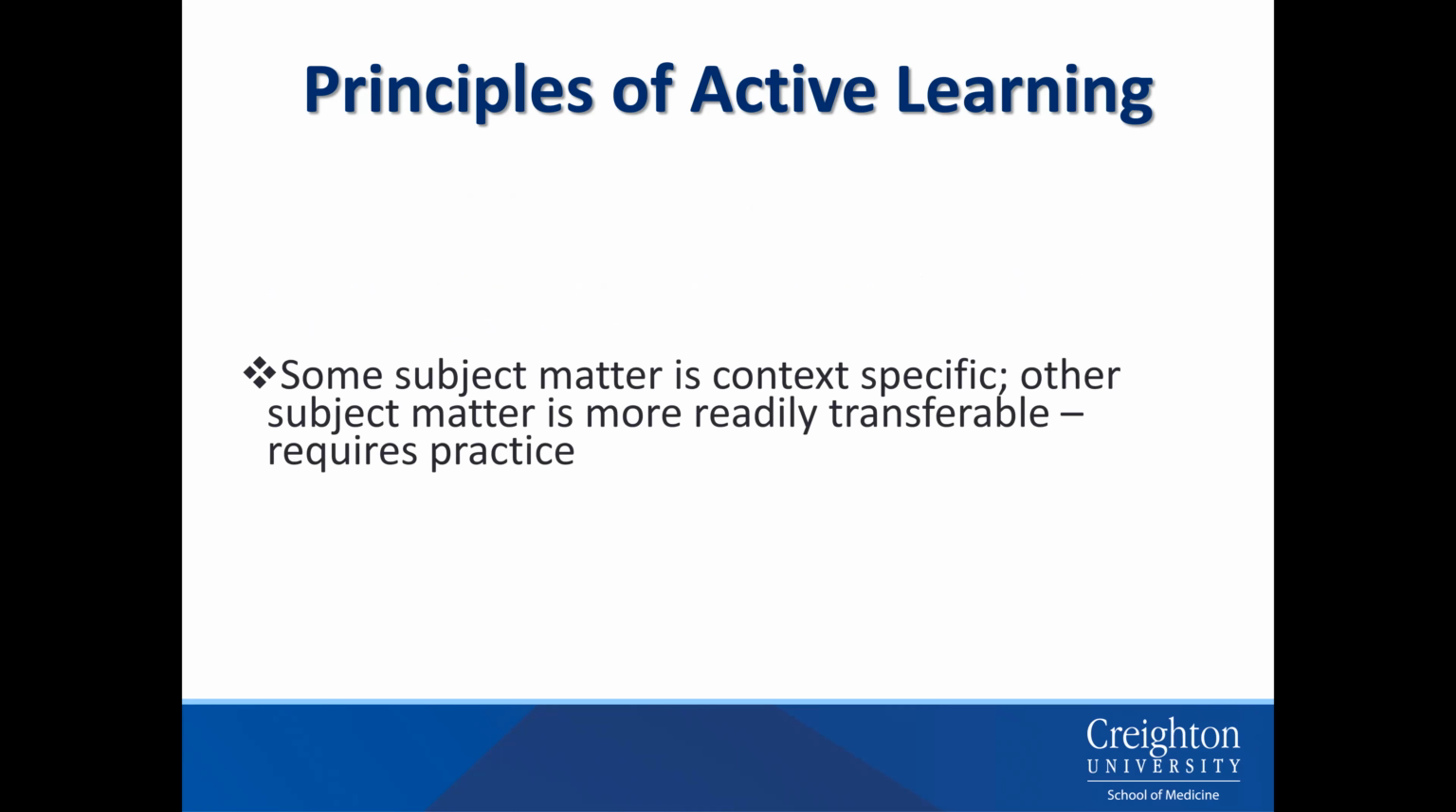Some subject matter is context specific, other subject matter is more readily transferable and requires practice, such as the location of a bone in the body. We test things like that, but that is something that is specifically within the body. We can't transfer that knowledge to some other subject matter, but we can transfer knowledge of things like receptor activation by neurotransmitters and drugs that can alter the effects of those neurotransmitters. We know how drugs act at receptors.